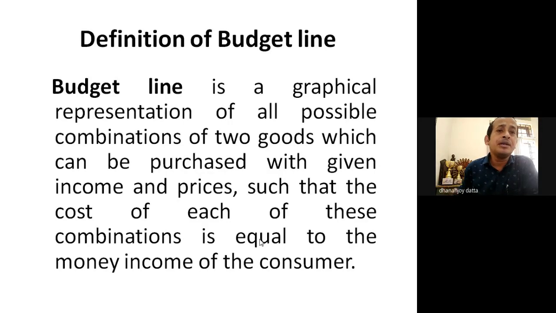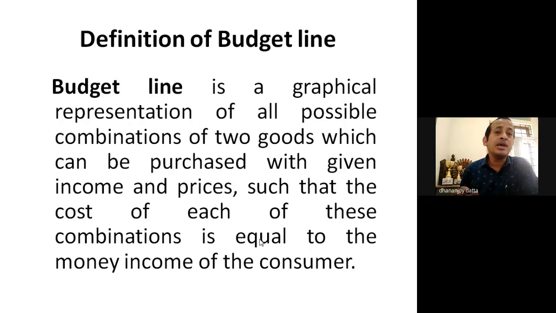Now in the definition of the budget line, we can say that budget line is a graphical representation of all possible combinations of two goods which can be purchased with given income and price, such that the cost of each of these combinations is equal to the money income of the consumer. Okay, so this is basically the basic concept of the budget line. Now I am going to explain it further.